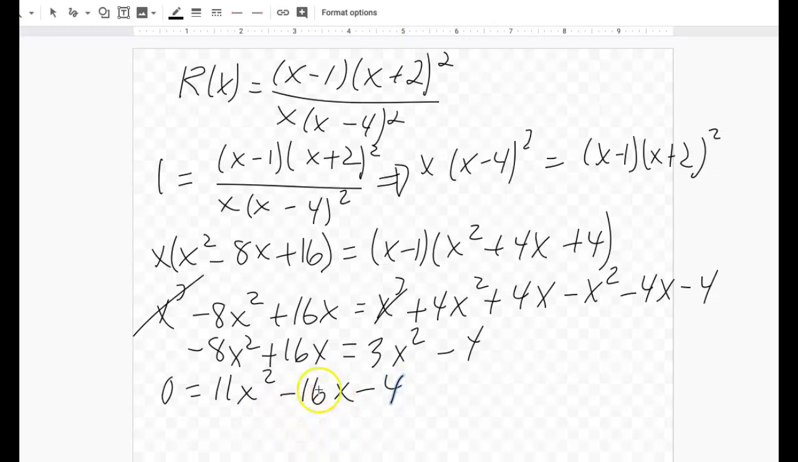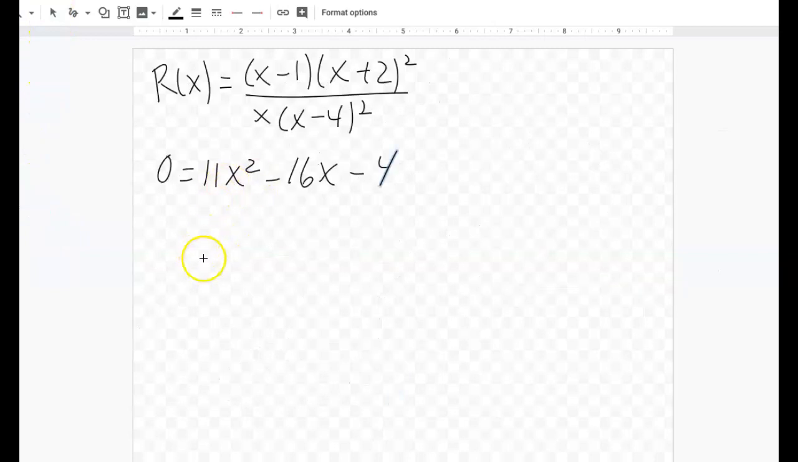I'm not confident that this is going to be factoring. I don't want to complete the square because I would need to divide by 11, and that seems like I would have a lot of nasty fractions. So I'm going to go ahead and use the quadratic formula.